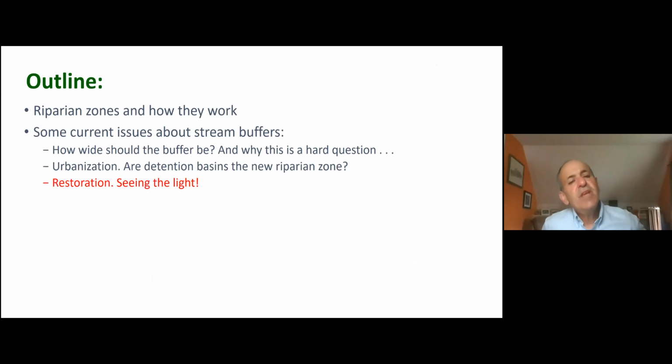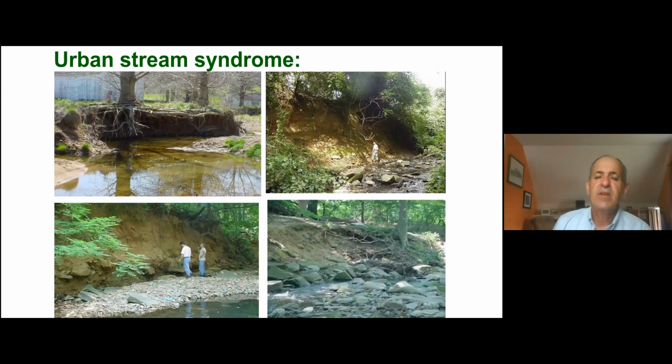Okay, the other response to urbanization is restoration, stream restoration and riparian restoration. And I'll talk about that a little bit with some older work, but then on some newer work, talking about some of the complications associated with restoration. So again, here's our picture of the urban stream syndrome. For those of you who work in municipalities, you wake up at night thinking about these sites and what are we going to do about these sites?